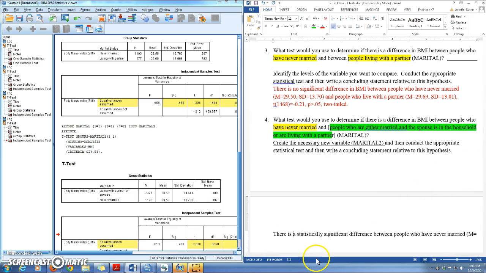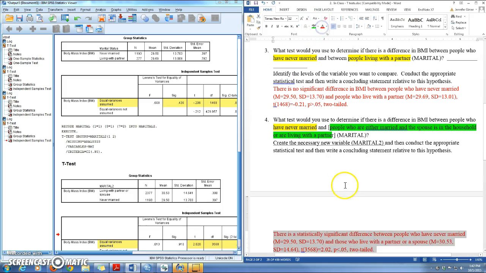There is a statistically significant difference between people who have never married, and their mean is 29.50. Standard deviation is 13.70, and those who either live with a partner or spouse, and their mean is 30.53. Standard deviation equals 14.64, and then we put t with 3,568 degrees of freedom equals 2.02, p less than 0.05, two-tailed test. Right, and that's it for that one.